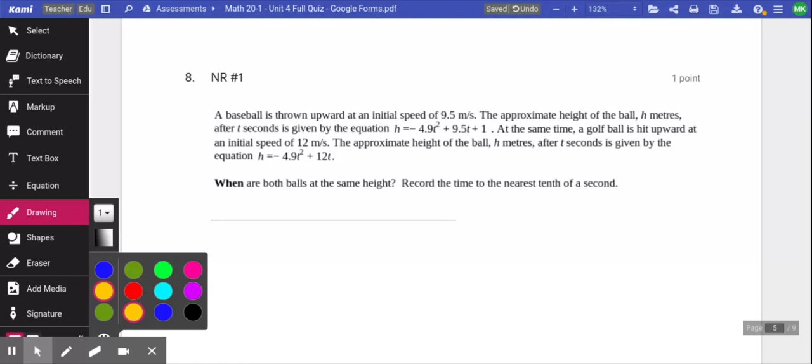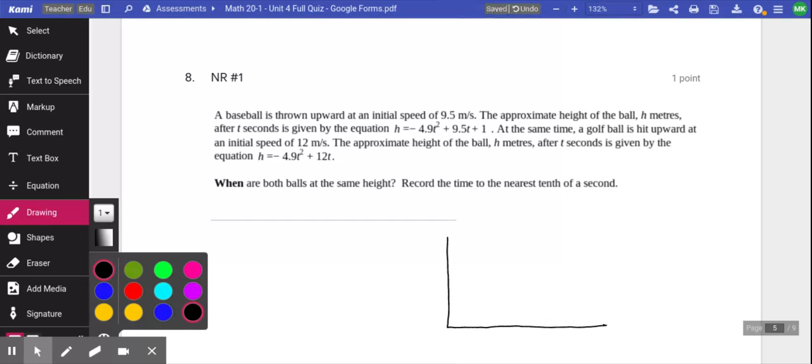Numeric response number 1. A baseball is thrown upward at an initial speed of 9.5 meters per second. The approximate height of the ball after t seconds is given by the equation, so they give you an equation. At the same time, a golf ball is hit upwards at an initial speed of 12. The approximate height of the ball, h meters after t seconds, is given by the equation, and then they give it.